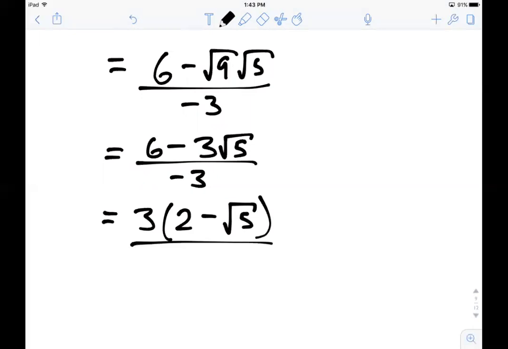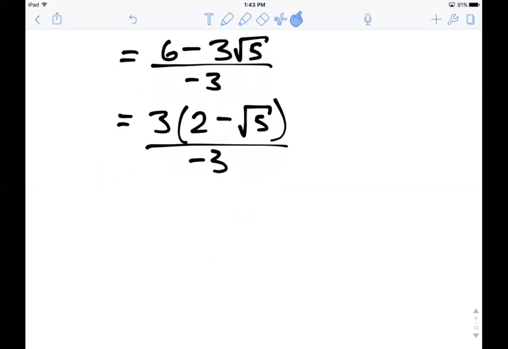And that whole thing is over negative 3 still. And now I'm going to reduce away the 3's, but also keep in mind that when there's only a negative on the bottom, but no negative on top, in my final result, I want to switch that around so that the negative is in the numerator and not the denominator. So instead of just dividing the top and bottom by 3, I'm actually going to divide the top by negative 3 to leave a negative 1, and divide the bottom by negative 3 to make it positive 1.